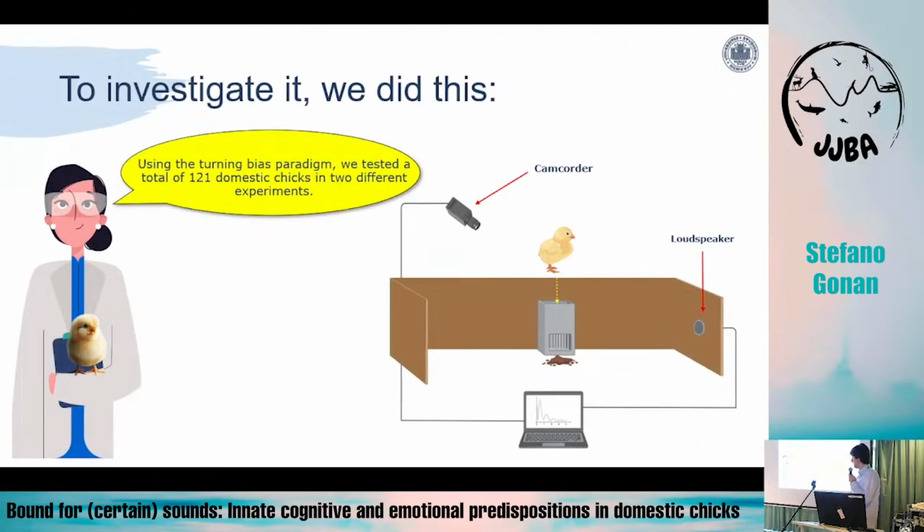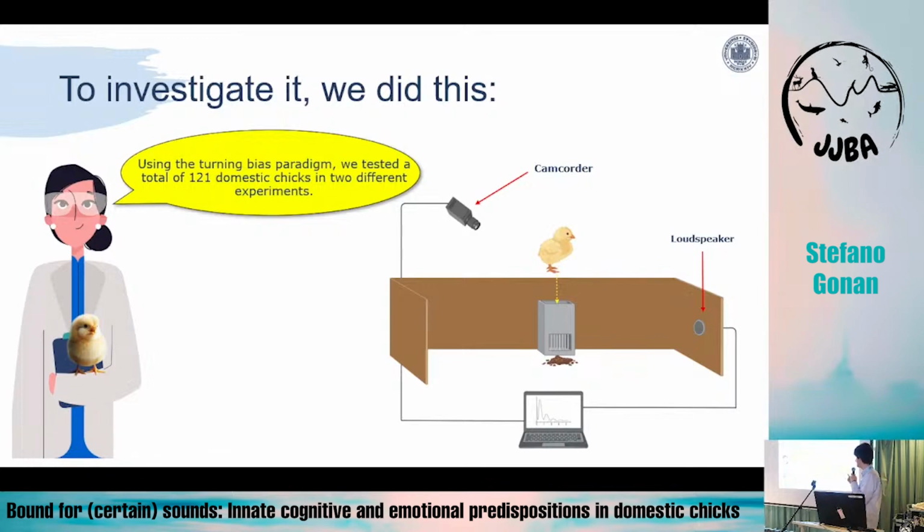To investigate this, we decided to perform an experiment with 3-day-old domestic chicks using the head turning bias paradigm. That is, we mainly focused on the head movements of the animal in response to different acoustic stimuli. And so we tested 121 domestic chicks in 2 different experiments inside a soundproof arena, such as that depicted in the image. And the sounds were played from 2 loudspeakers that were placed at the ends of this rectangular arena, while each chick was placed inside this small cage with a frontal opening for feeding.